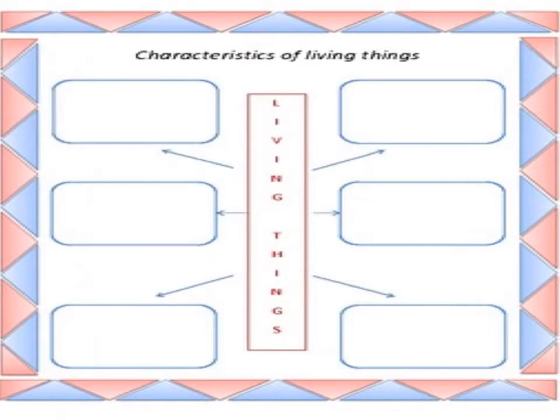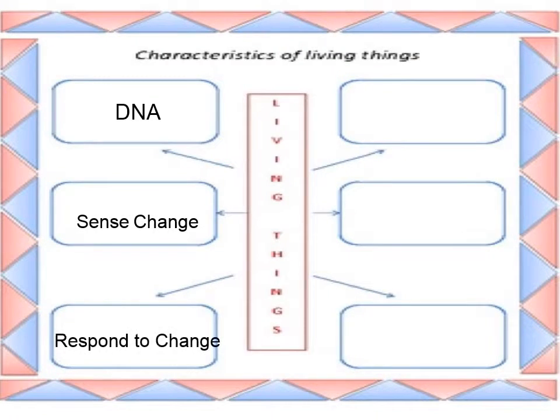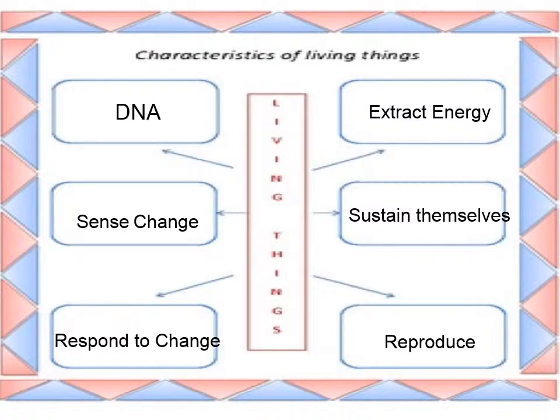But scientists need to be a little bit more detailed in describing what it means to be alive. Students are given a graphic organizer to list the characteristics of living things: DNA, sense change, respond to change, extract energy, sustain themselves, reproduce.